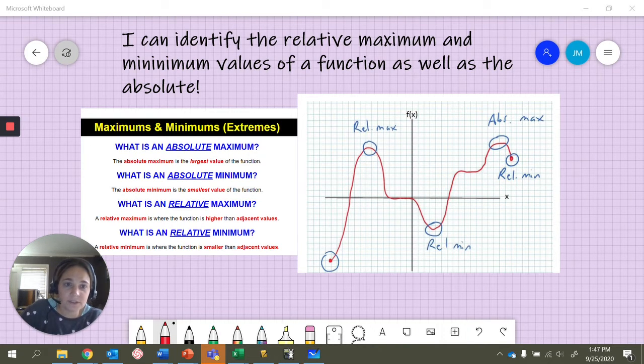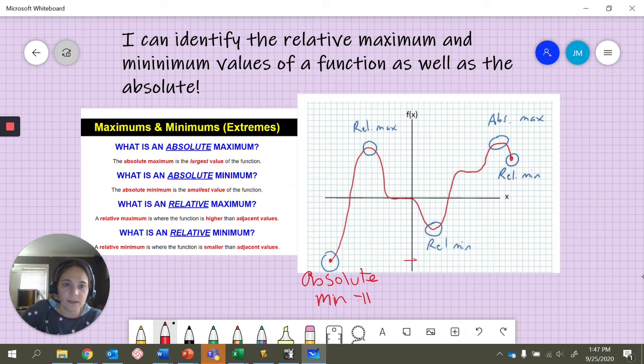So if you look at this graph right here, down here, this farthest point, that is the lowest y value of the function. So that is your absolute minimum. And when we talk about the value, it's the y value of the function. So whatever value that is, that is your absolute minimum value. So let's say these count by ones, 1, 2, 3, 4. So that's a negative 11. So the absolute minimum is negative 11.